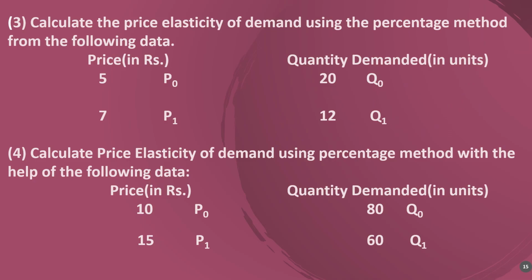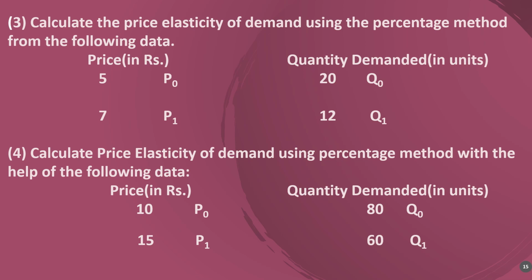So here you have more problems that you have to solve. Calculate the price elasticity of demand using the percentage method from the following data. You're already given the original price P0, the original quantity demanded Q0, which is 20, the new price, which is rupees 7, and the new quantity demanded, which is 12.